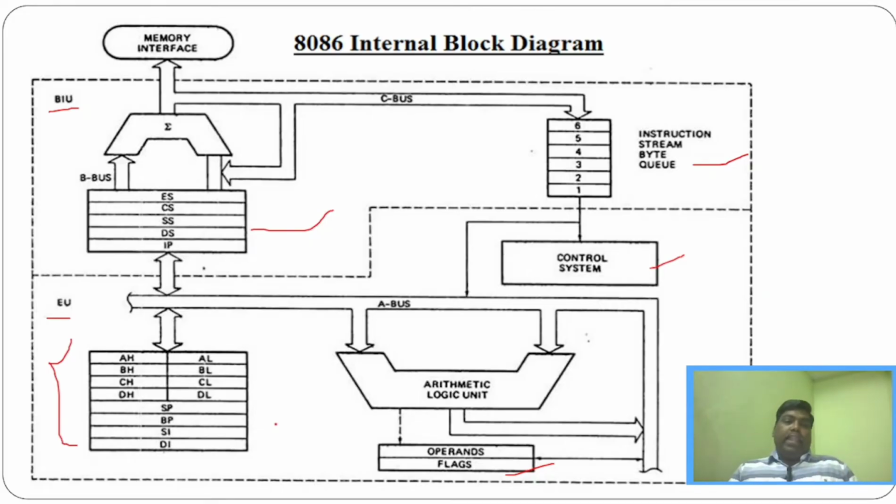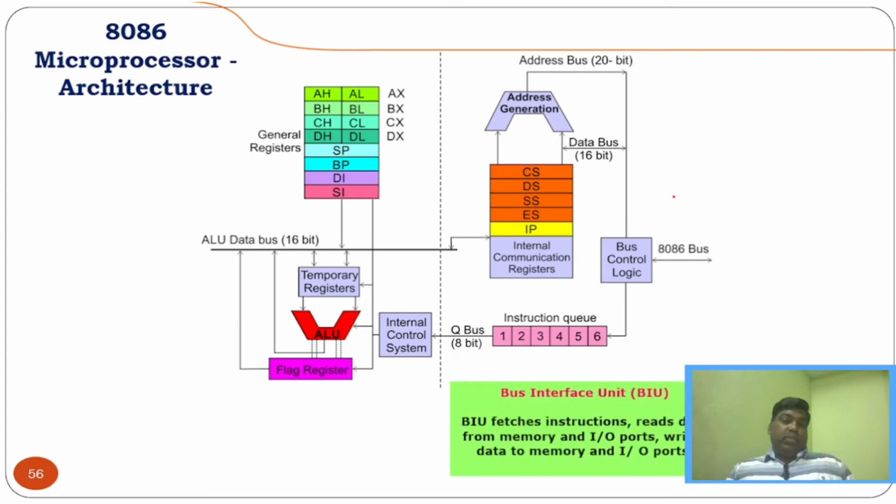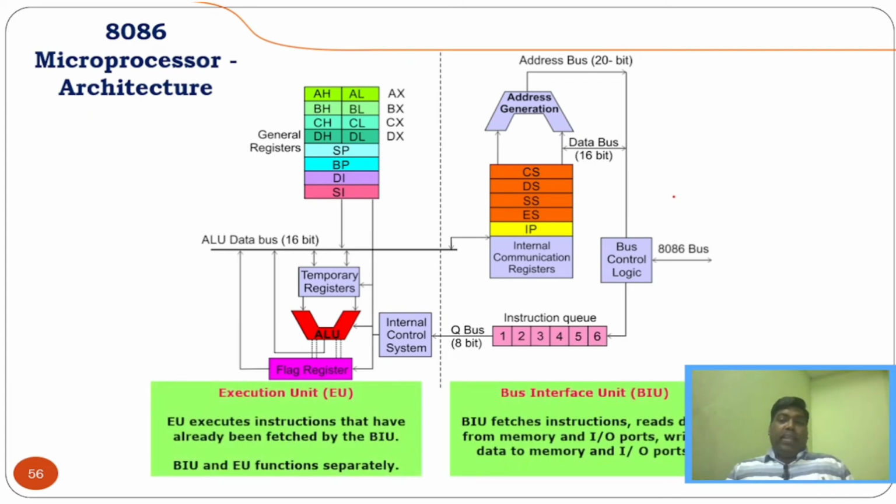I have already explained the register banks of 8086, what is a general purpose register, what is a pointer register, what is an index register, all those things. Please go through it. Right now we will see the bus interface unit first. These are the two units which we just explained, the bus interface unit and the execution unit. As I said, the bus interface unit fetches the instruction and does read and write from the memory and IO ports. All these operations are carried out by the bus interface unit.